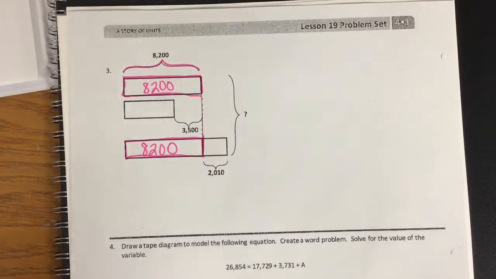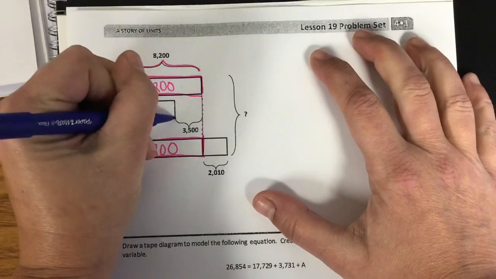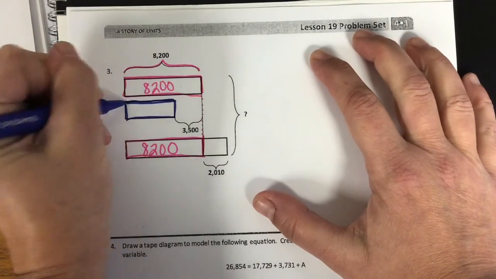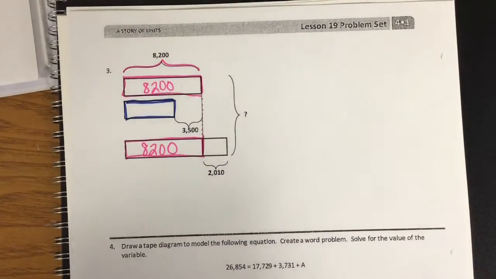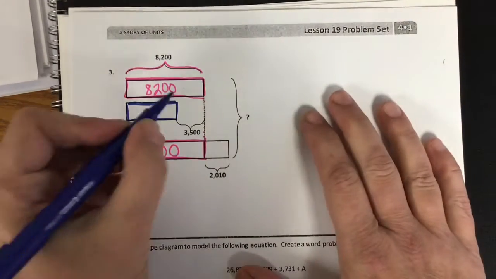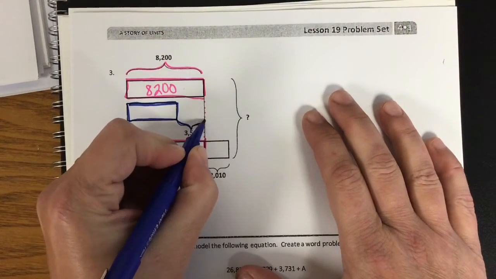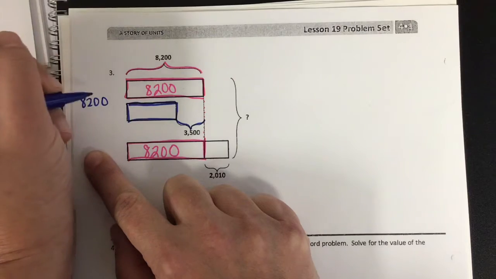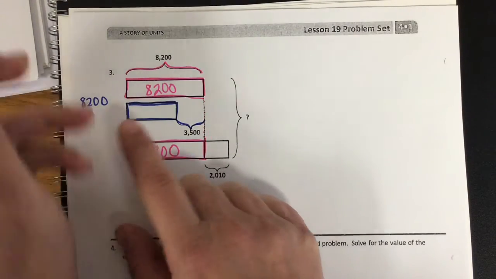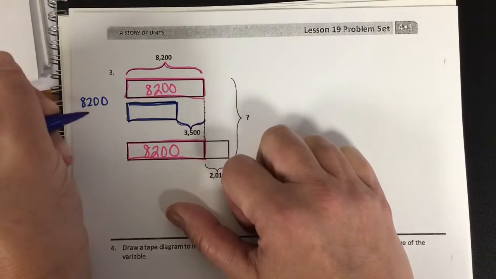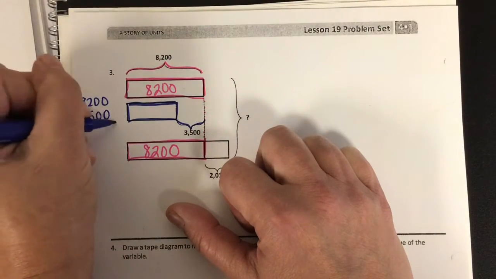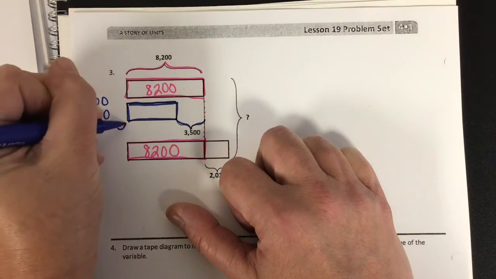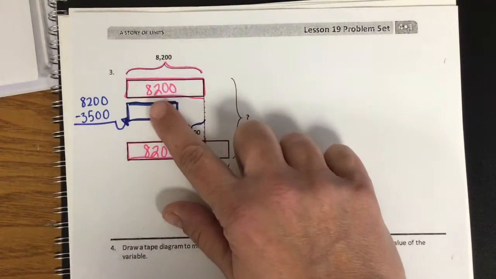So if I take a peek at this next tape diagram, if you remember, we've been talking about how if the tape diagram is physically smaller, then that means it's going to be a smaller number. It's going to be a smaller unit. And how much smaller? Well, this information is told right here. So it's going to be 8,200 minus, it's going to be fewer, 3,500. So I have to do this math in order to find this tape diagram.